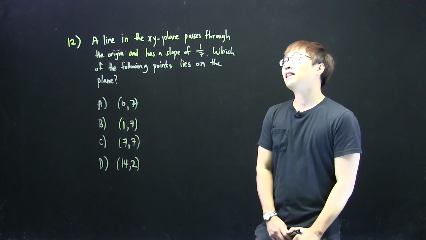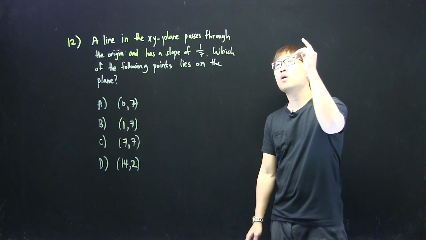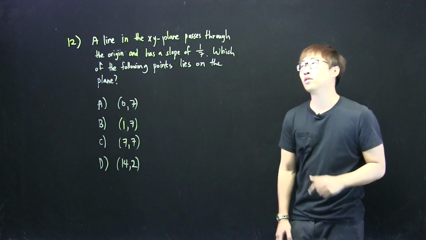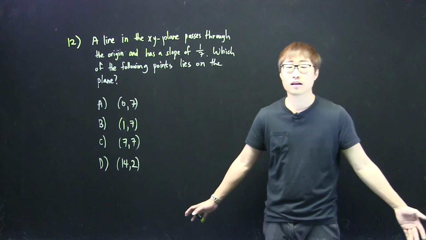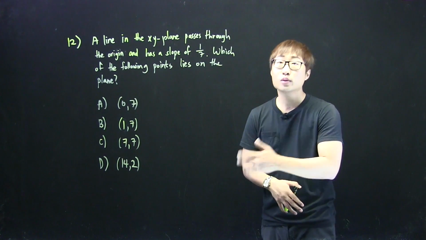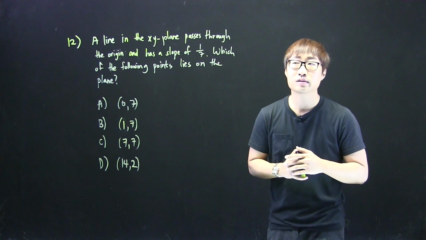Number 12, a line in the xy plane passes through the origin and has a slope of 1/7. Which of the following points lies on the plane? All right, once again, this type of problem could be either a 2-minute problem or a 2-second problem. I'll first show you the long way and show you how it becomes a 2-second problem.